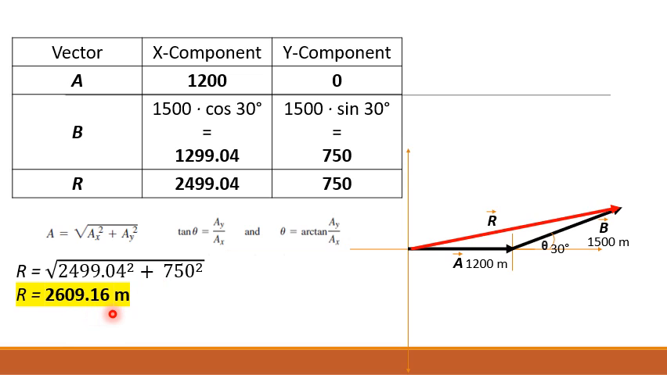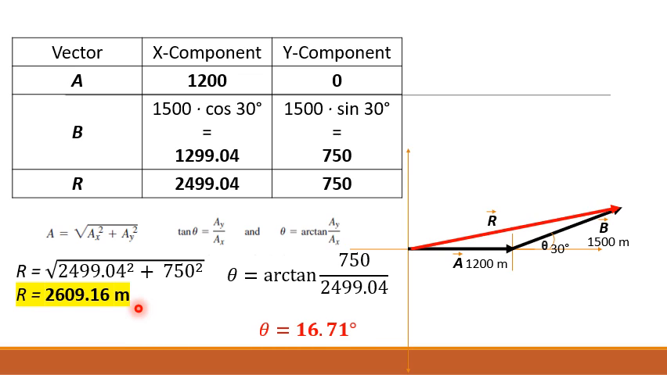2,609.16 meters. To get the angle formed from the origin or from the x-axis, you just have to get the arctangent of the quotient of the y and x component. So divide 750 with the x component, 2,499.04. Get the arctangent, and the answer is 16.71 degrees. So resultant is 2,609 meters, 16 or 17 degrees, that is north of east.